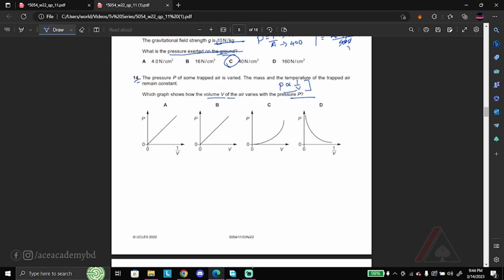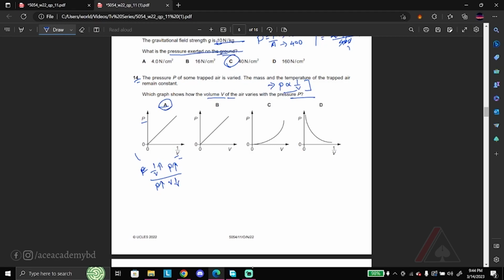So let's see our options here. A shows a graph of P against 1 by V. It says that if 1 by V increases, then P is also increasing. Now it actually matches with the concept we drew up here, which says P is directly proportional to 1 by V. So if 1 by V increases, then P also increases. In other words, we can also write this as if pressure increases, then volume decreases. So this is actually correct.